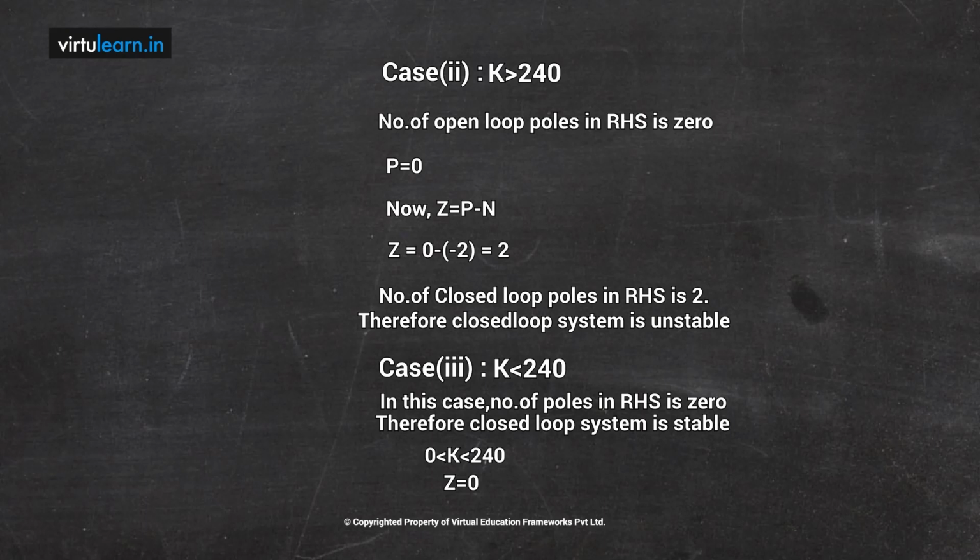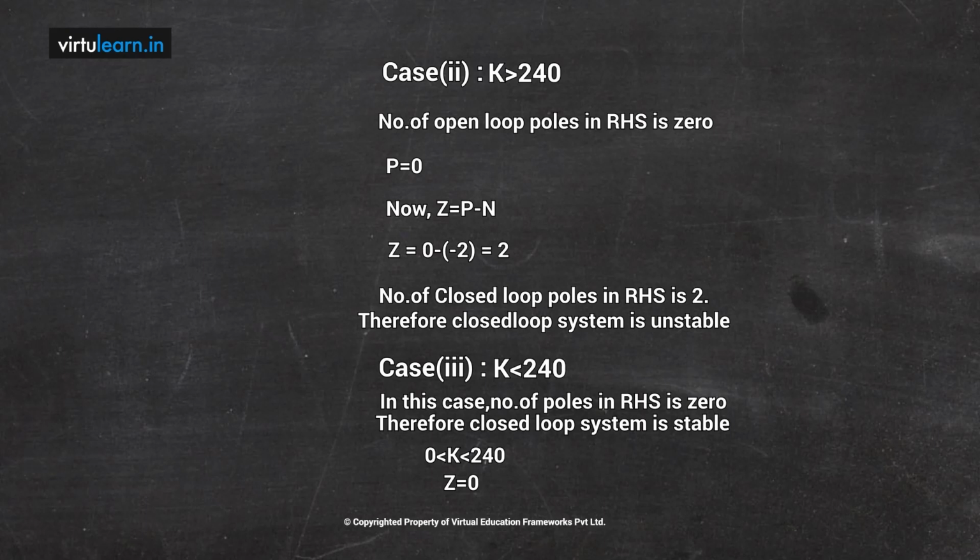Then when you take k less than 240, the critical point will be outside. When the critical point is outside, how many intersections do we have? We don't have any intersections, therefore n is equal to 0.